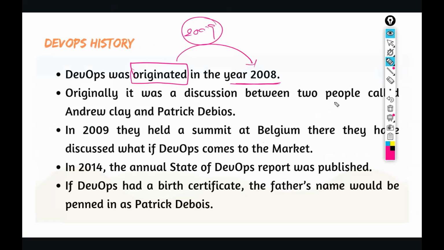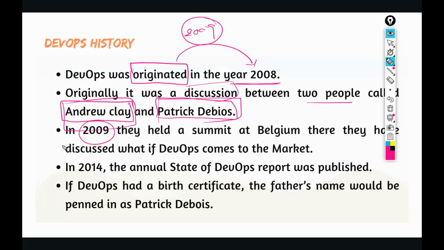So actually it was a discussion between two people. Who are they, sir? Patrick Debois as well as Andrew Clay Shafer. So what was the discussion about? Once our application has failed at the production level, automatically there will be a lot of confusion between the development team as well as the operational team, right? So how to break this confusion? That was the discussion between Patrick Debois and Andrew Clay Shafer.